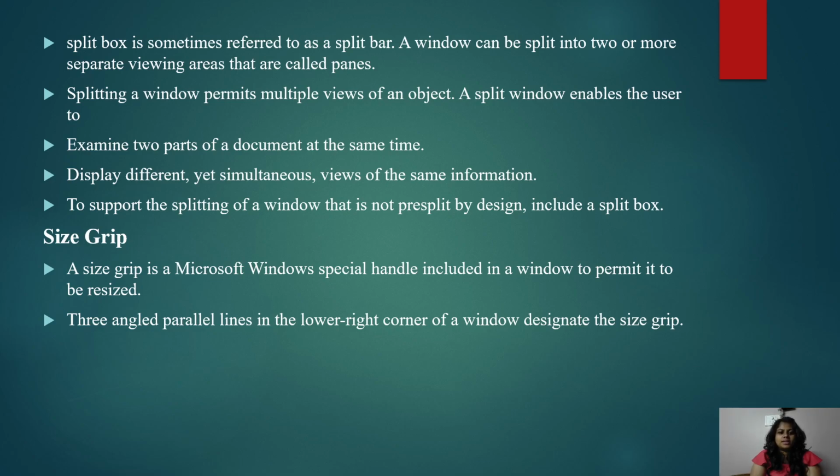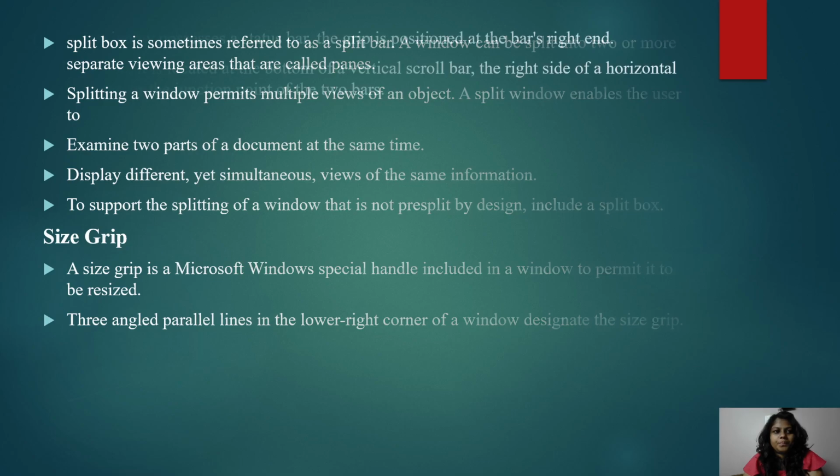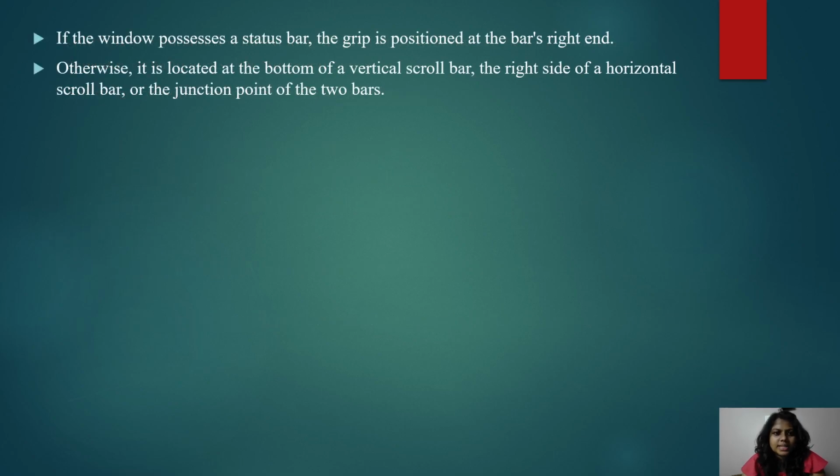Next, we have the size grip. A size grip is a Microsoft window special handle included in a window to permit it to be resized. Three angled parallel lines in the lower right corner of the window designate the size grip. If the window possesses a status bar, the grip is positioned at the bar's right end. Otherwise, it is located at the bottom of a vertical scroll bar.